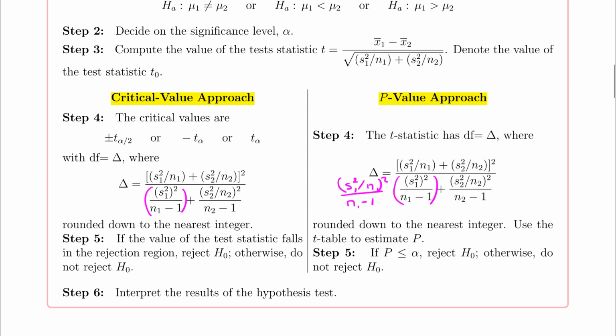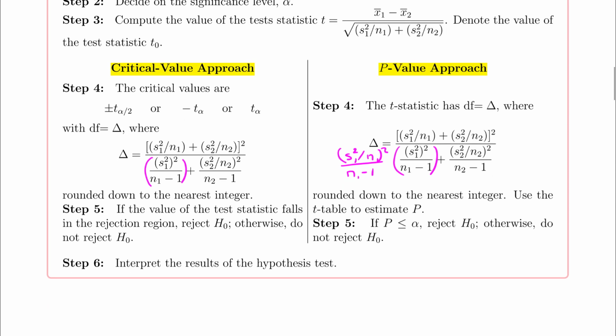So you would compute the value for the degrees of freedom, which is indicated by delta. And then you would just look at the rejection region. And then with the p-value, you look to see if the value for p is less than your significance level. Both of them are still the same. We've just introduced that new variable.